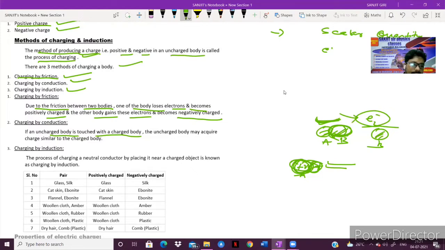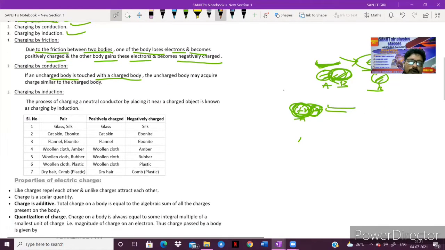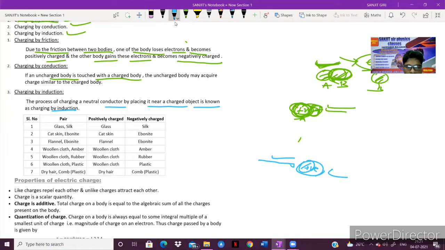And the next one is charging by induction. So what is charging by induction? The process of charging a neutral conductor by placing it near a charged object is known as charging by induction. In this method, a neutral conductor, which has no charges, is placed near the charged body, and the neutral conductor has some charges induced in it. This process is known as charging by induction.